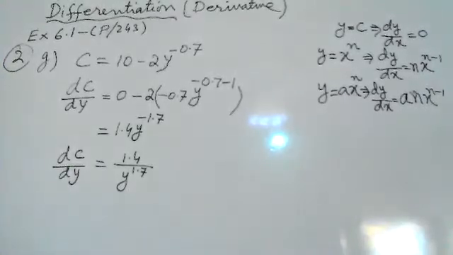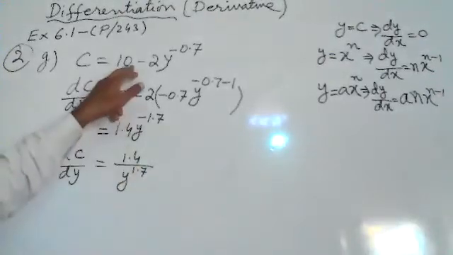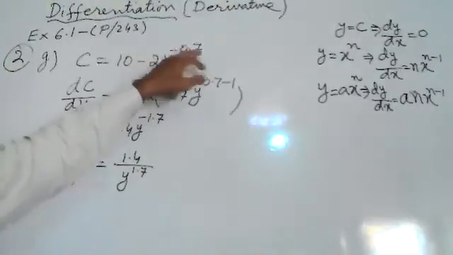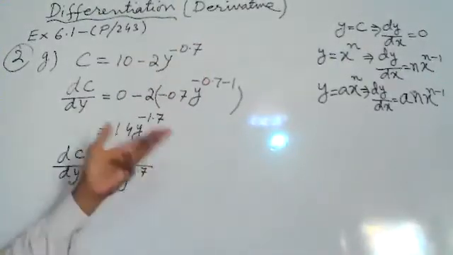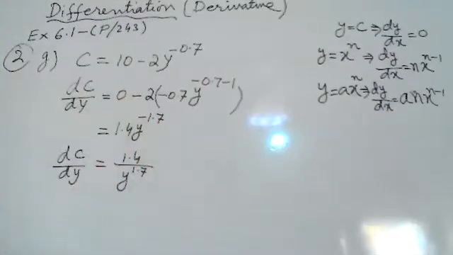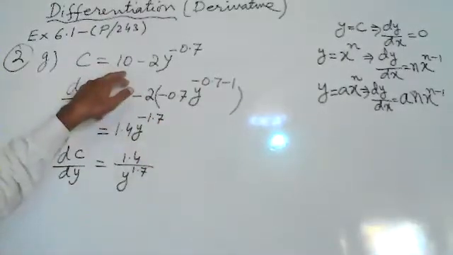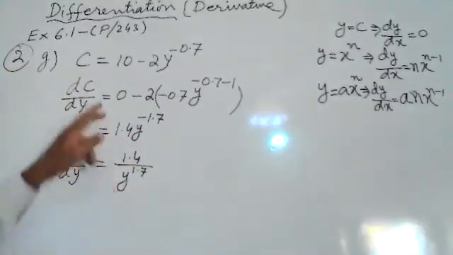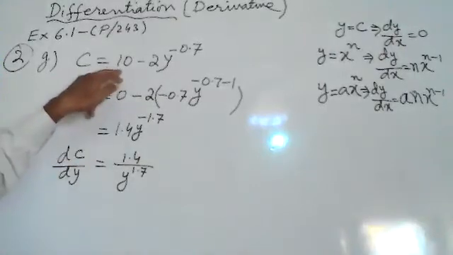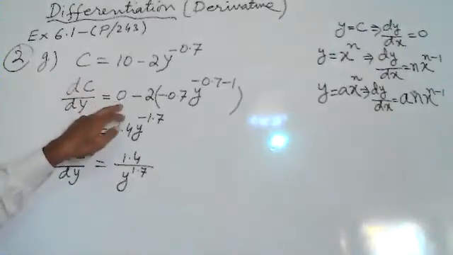So this is the answer. C is equal to 10 minus 2 y raised to power minus 0.7. So 10 is separate. It is being added or subtracted from the function. 10 is not associated with y. Like the previous one was associated with y, this one has no y, so its derivative will be 0. The differentiation of 10 will become 0.